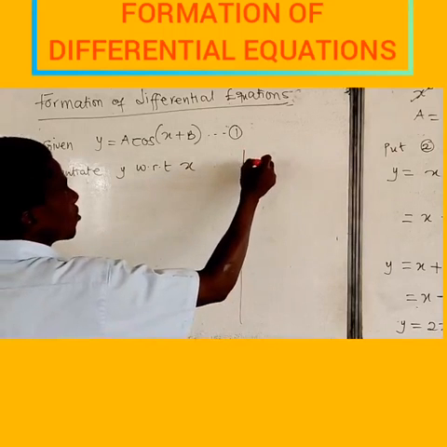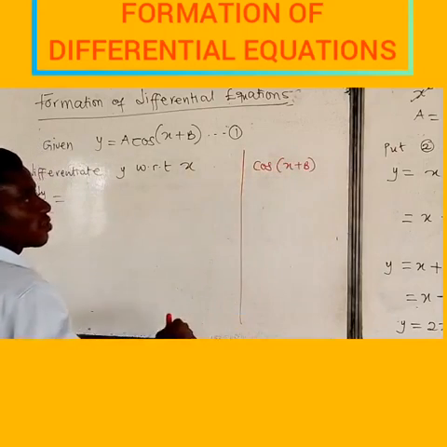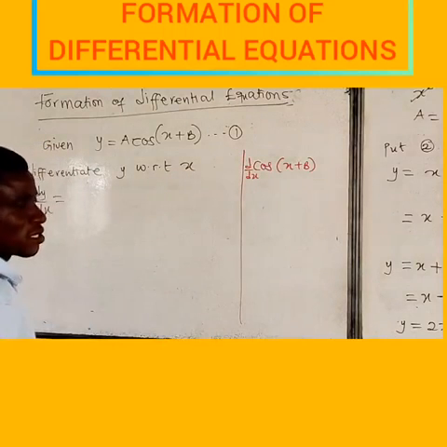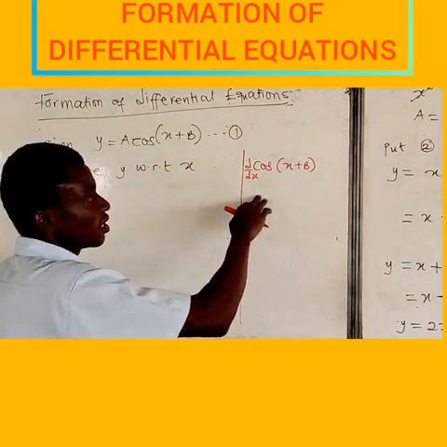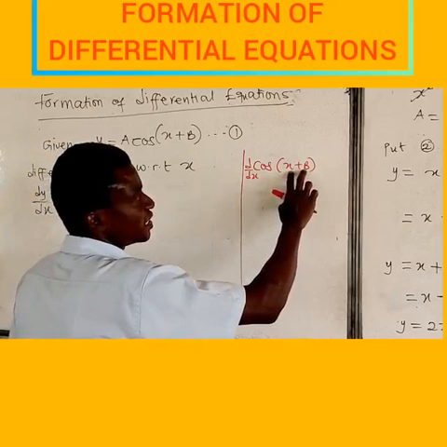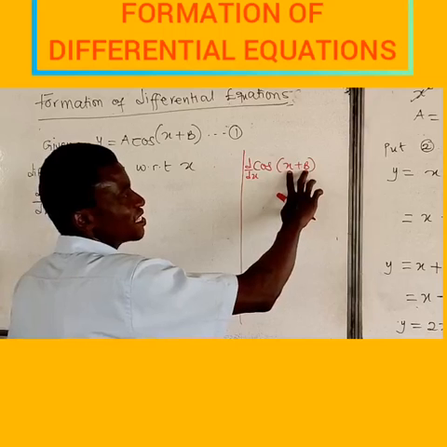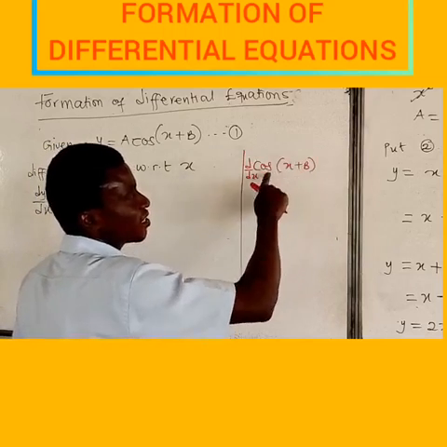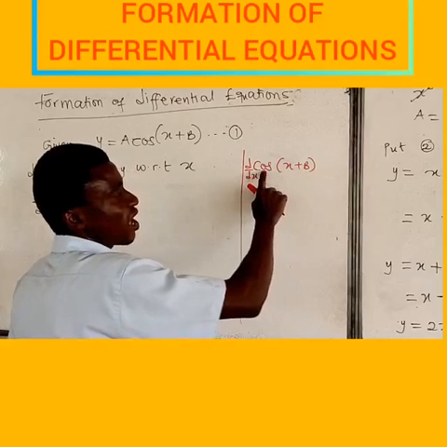We have a cos(x + b). To differentiate this using the chain rule, you should be able to identify the inner function and the outer function. There is a function inside another function. This is a linear function inside the trig function. So this is the inner and this is the outer.